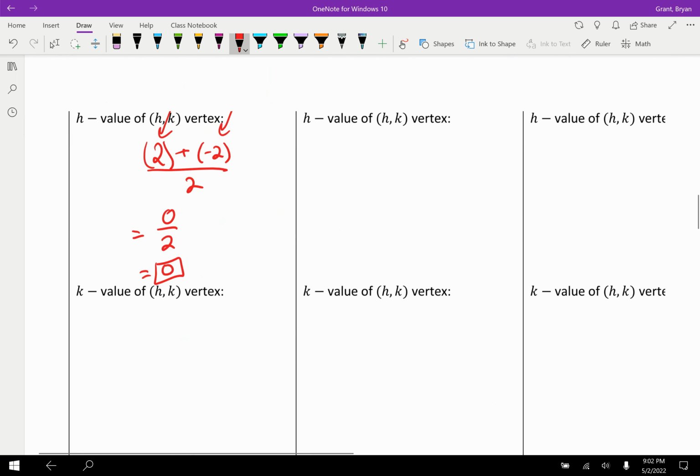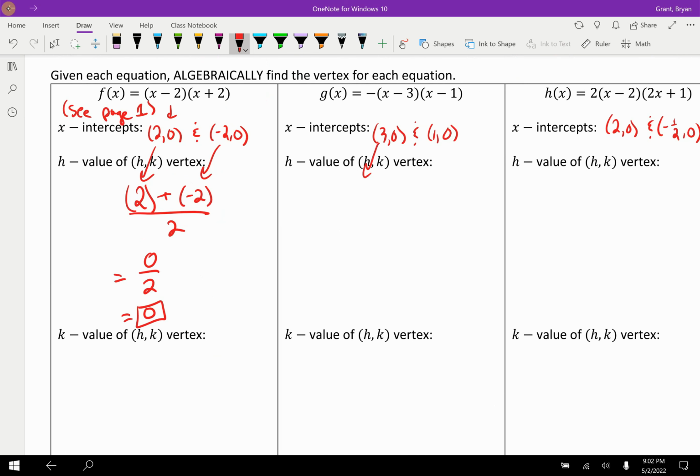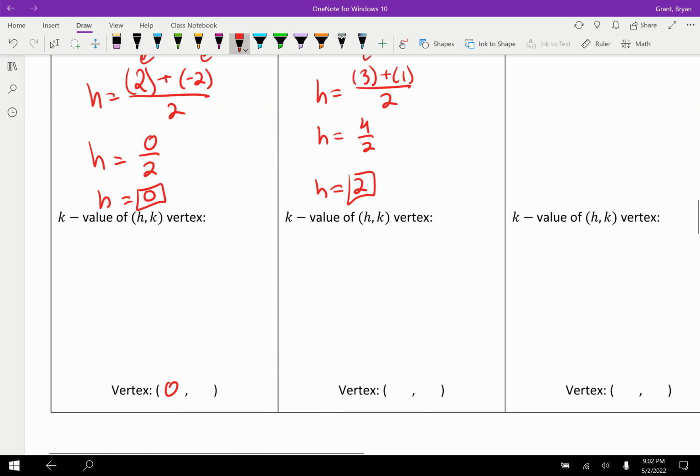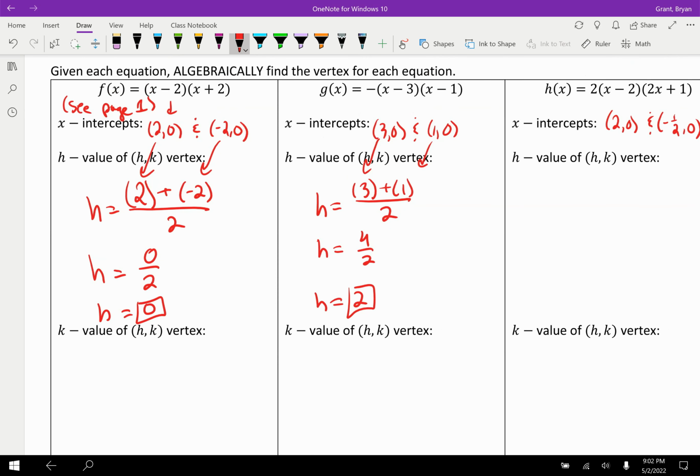In fact, let's do all three of them at the same time. Okay, my second one, I would take these two guys, and I'd do 3 plus 1. I like to put them in parentheses, and let's put an h over here, just to make sure that I don't miss any negatives. 3 plus 1 is 4, and 4 divided by 2 is 2. So I know that the h value of my vertex is 2. And that's just a fancy way to say 2 is between 3 and 1.